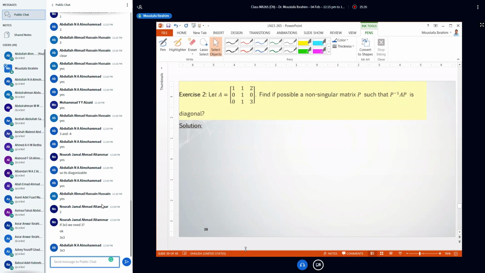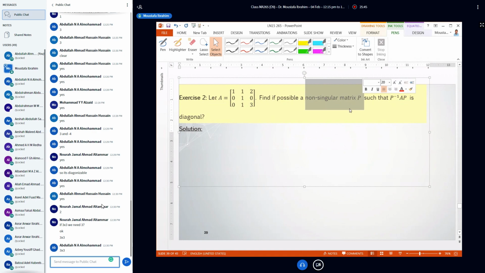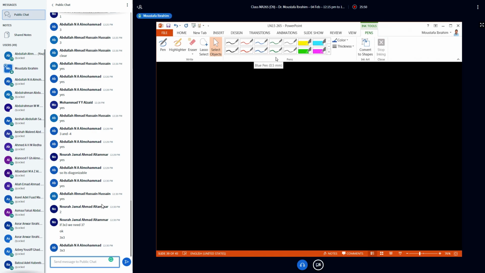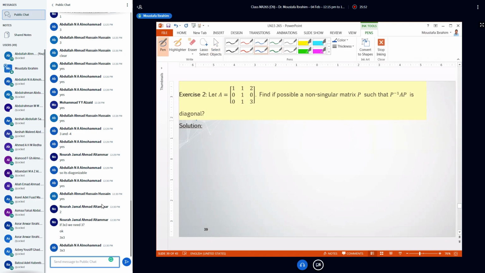So let's check for this matrix if it's diagonalizable or not. Here we want to find if it's possible to find a non-singular matrix P such that P minus 1 A P is diagonal, equal to D, a diagonal matrix, meaning it's diagonalizable.